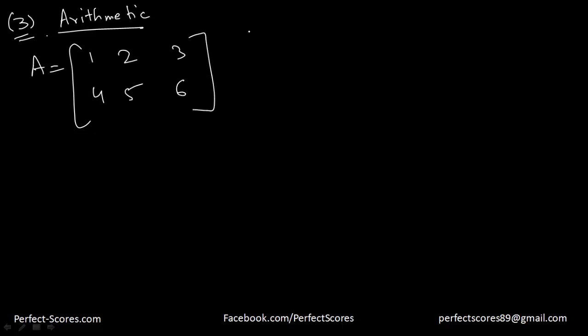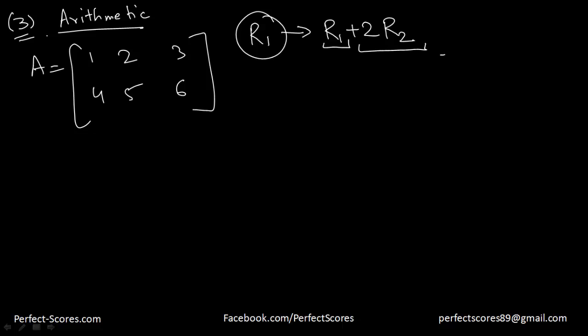And I say that what I'm doing is I'm adding the first row with 2 times the second row. So this is what I'm doing. On the first row, I'm adding the first row with 2 times the second row. So the matrix that I'm going to get is, this element is going to be 1 plus 2 times 4, that is 9, 2 plus 2 times 5, that is 12, 3 plus 2 times this, which is 15. So that is what my new matrix is going to be.